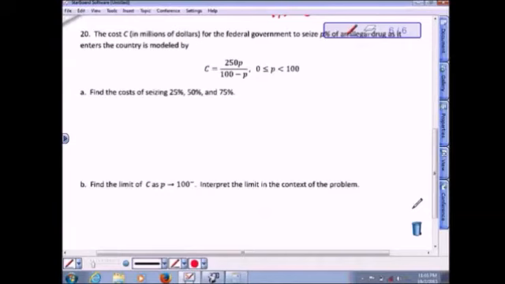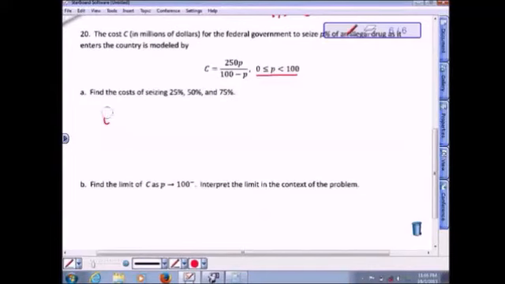Okay. Last one. The cost for the federal government to seize P% of an illegal drug as it enters the country is modeled by this. P has to be between 0 and 100. Now the way that this is set up, we can use the percent of P as the actual number, because P is between 0 and 100. So we don't actually need to change these to decimals. We can use 25% as the number 25 and 50% as the number 50.